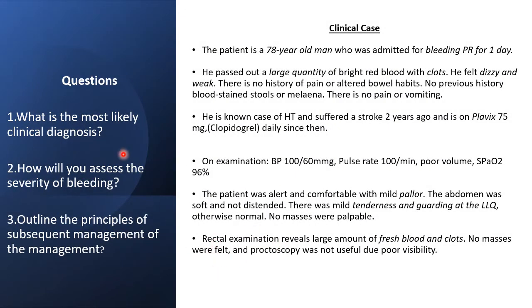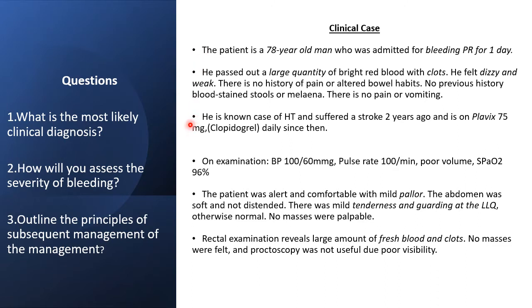To start the session, we will go through a short clinical case of lower gastrointestinal bleeding, and answer a few questions that are posed here. The patient is a 78-year-old man who was admitted for PR bleeding for 1 day. He passed a large quantity of bright red blood with clots. He felt dizzy and weak, but there's no history of pain or altered bowel habit. No previous history of blood-stained stools or melena, and there's no abdominal pain or vomiting.